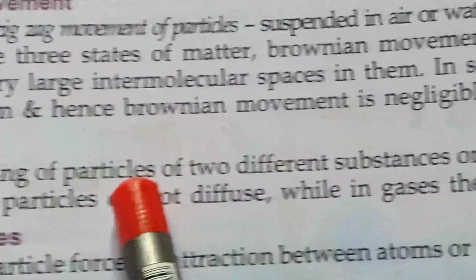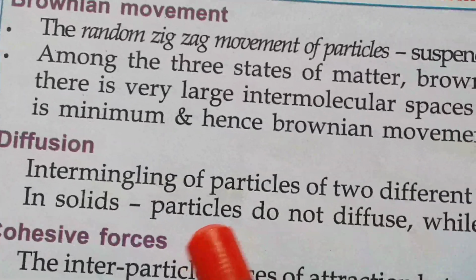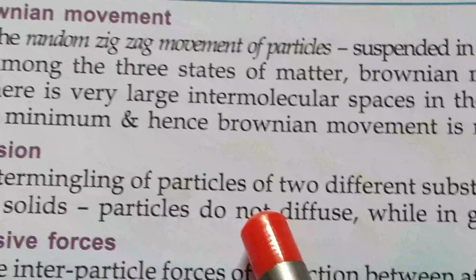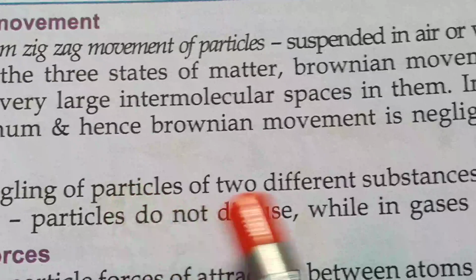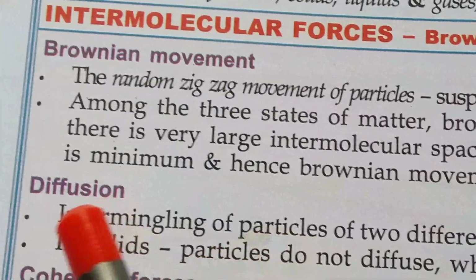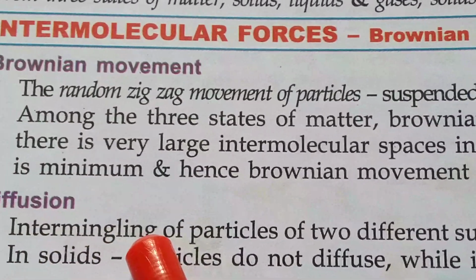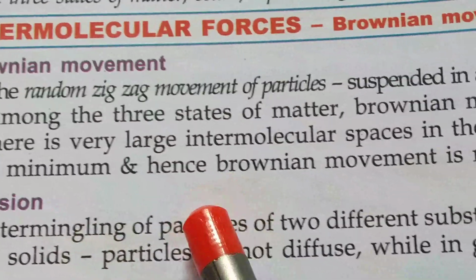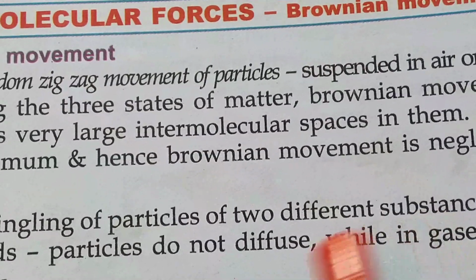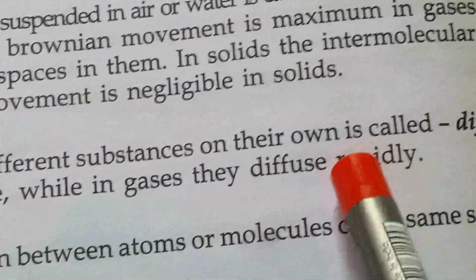Intermingling of particles of two different substances on their own is called diffusion. It means the exchange of particles between two different substances is called diffusion. So diffusion is the intermingling of particles, that is, the exchange of particles from two different substances. This is also known as diffusion.